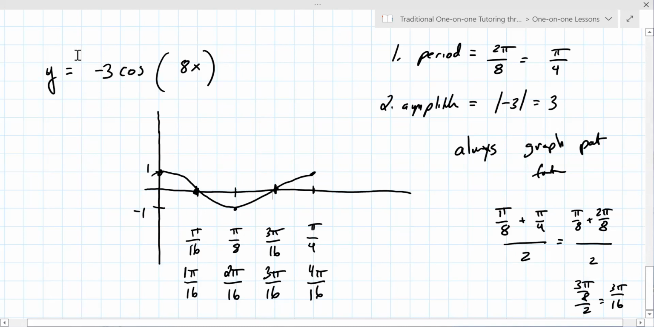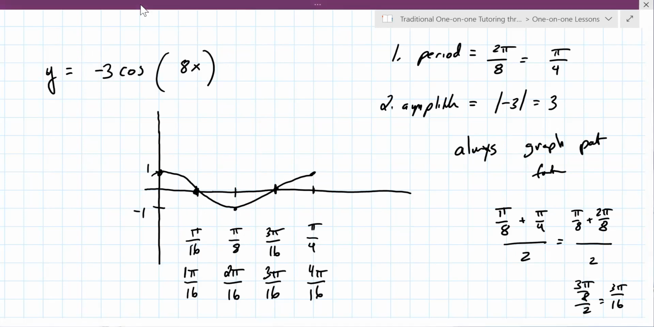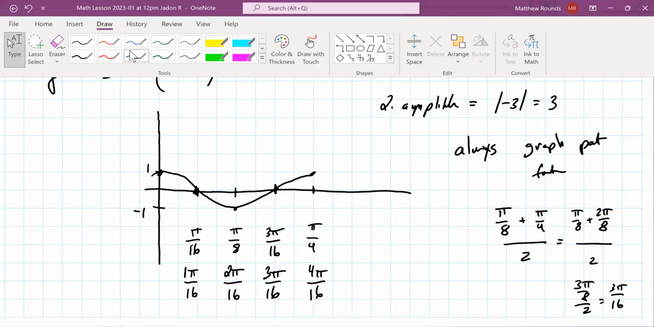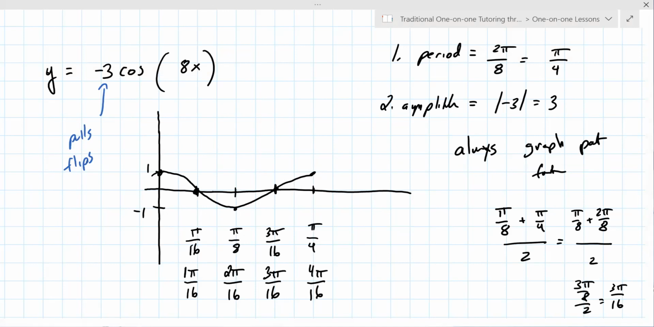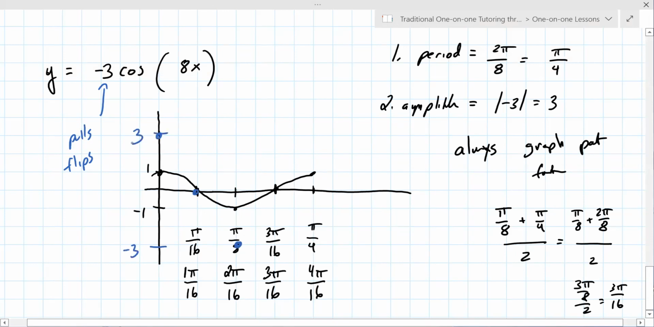So this -3 here, it actually does two things. It pulls, and then it flips. And the order does not matter, but you want to make sure that you don't mix them. So you've got to choose. Like I would tell you, okay, pull it first. So now it's down here at -3 and +3. So there's the pulled one.